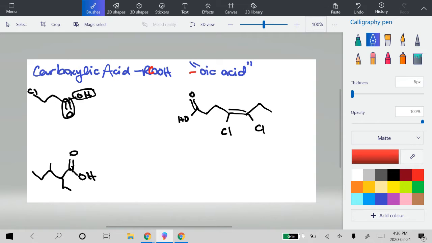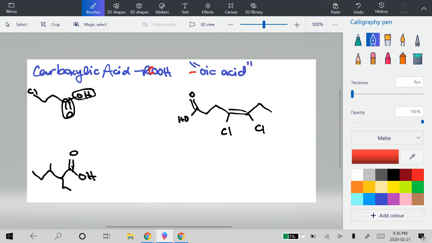So if you had heptane, you would forget the E at the end of it and say heptanoic acid instead. And if it's an alkane, it's heptanoic acid. If it's an alkene, it would be heptenoic acid. And if it's an alkyne, it would be heptynoic acid.